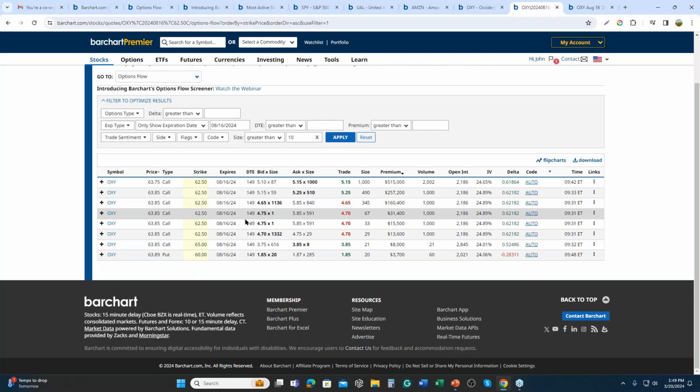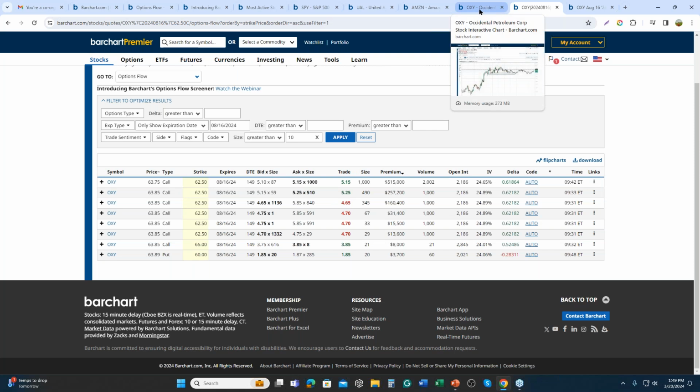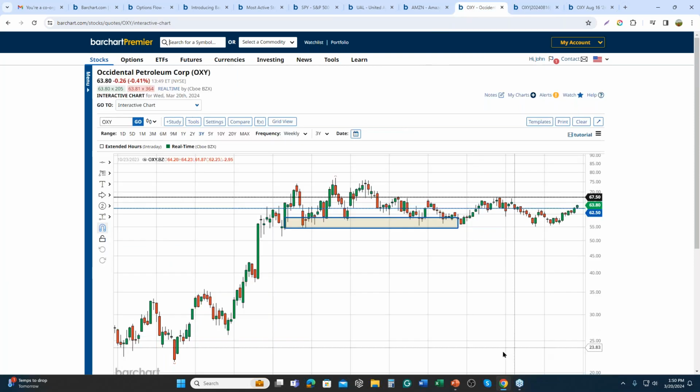So what can I do with this information? All right, so there's a couple of things that we can do. First of all, let's look at this trade in terms of what our chart is showing us. So we know we have a 62.50 strike. Our average cost was about $5 to our trader. So that means that their break even would be 67.50.